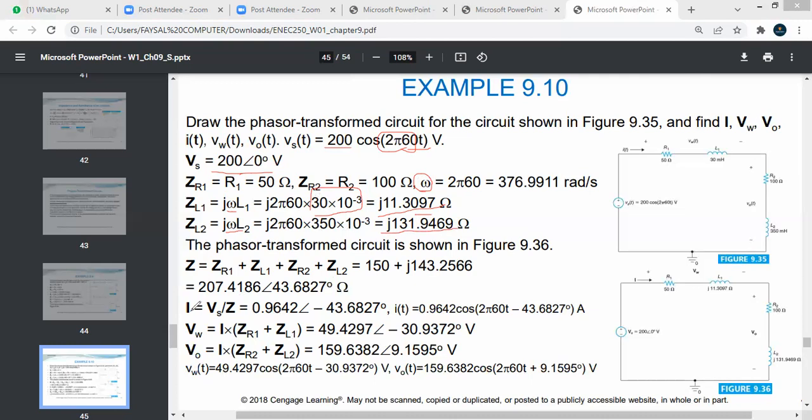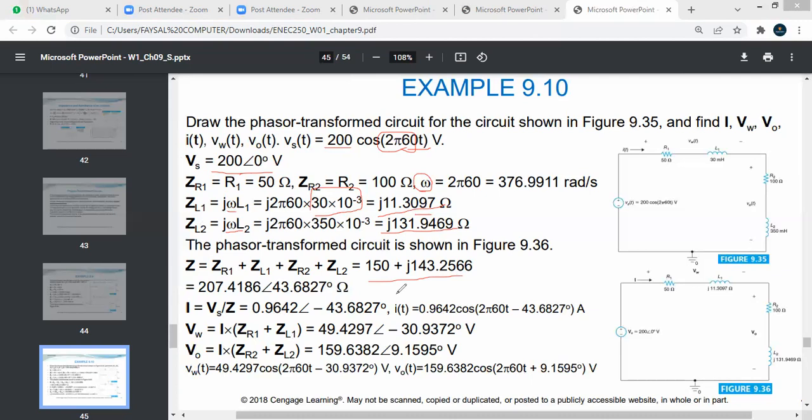Then my combined value of Z equals 4 parameters. So the first parameter will be ZR1, then ZR2, then ZL1 and ZL2. So these are the 4 parameters to define. For this, the complete value is 150 plus j 143 point this one, and this will be equal to this one.